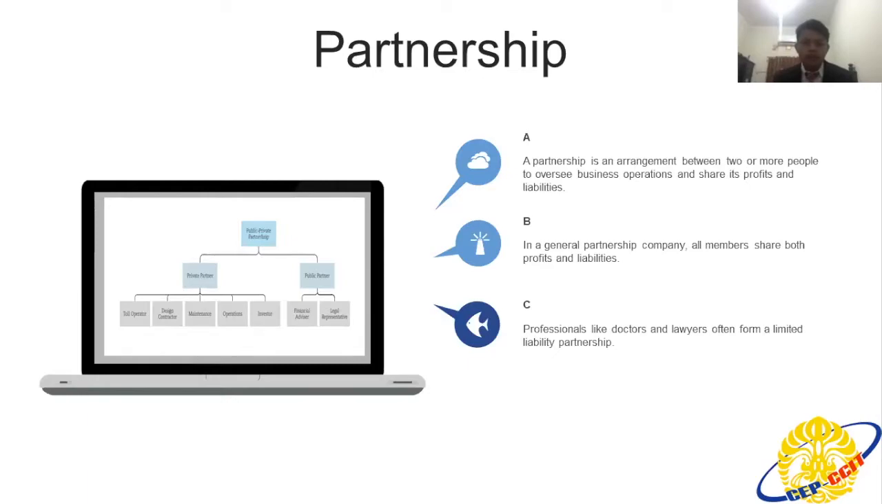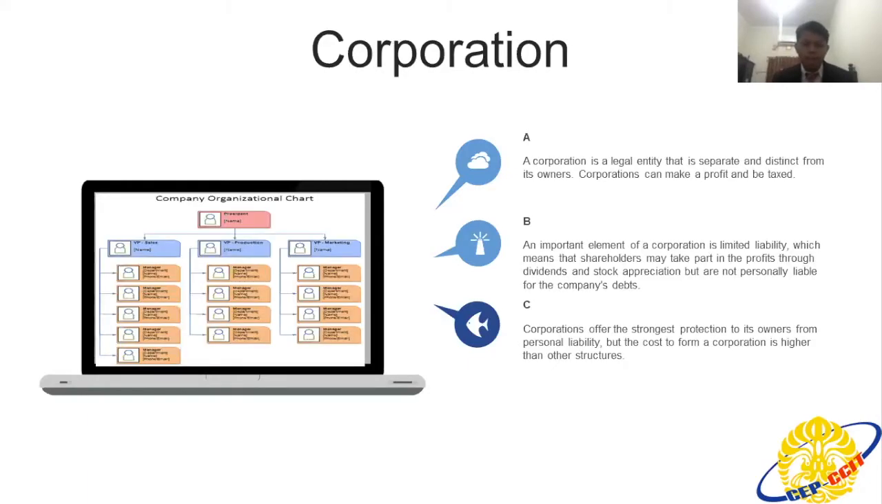And the corporation. A corporation is a legal entity that is separate and distinct from its owners. Corporations have responsibilities that individuals possess. They can enter contracts, loan and borrow money, sue and be sued, hire employees, own assets, and pay tax. Some refer to it as a legal person.